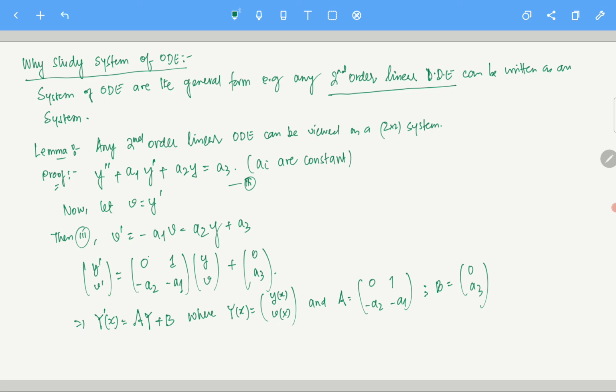So all of these are matrices, and we can just write it like that. Hence you understand that once I know how to work with systems, I can take any linear ODE, and if I know how to work with the corresponding system, then I know how to work with a linear ODE. So this is one of the reasons why we study linear systems of ODE. Okay, right.